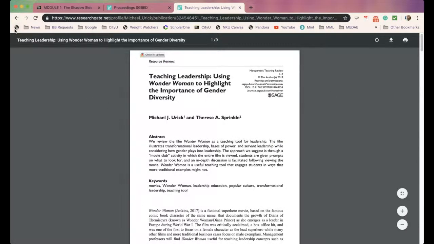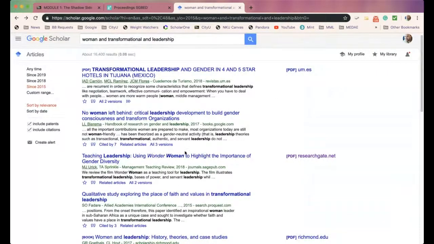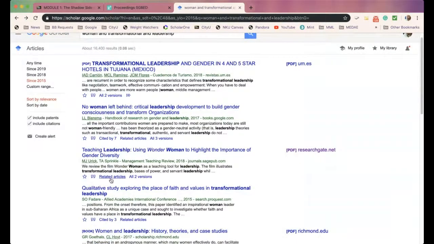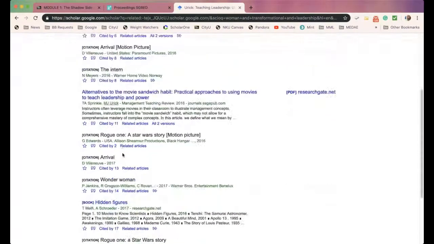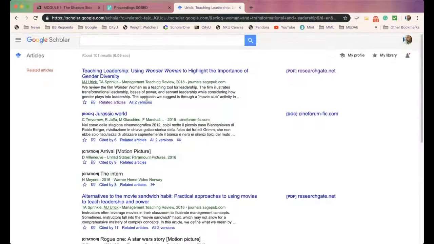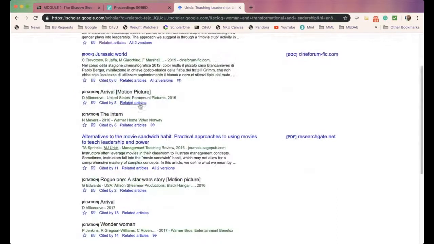So let's say this is exactly what I wanted, but I can't find any more stuff about that. What you can do is go down to where it says related articles, and click on that. What it's going to pull up is articles that Google thinks are related to your topic. So you see we got something about Jurassic World that's in another language. We have some movies. So here we have another one: Alternatives to movie sandwich habit, practical approaches to using movies to teach leadership and power. Bam. Okay. So now we've got 2 articles that we found.